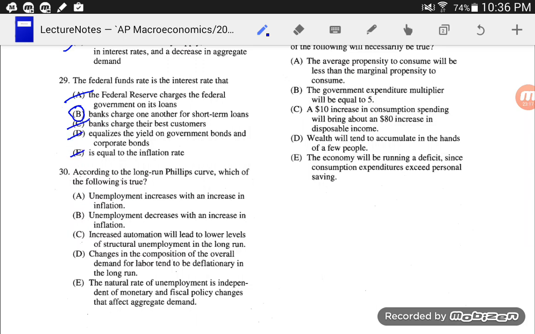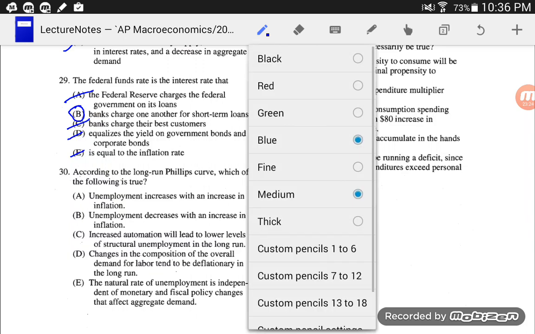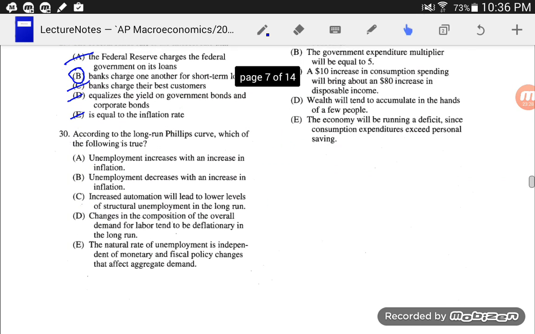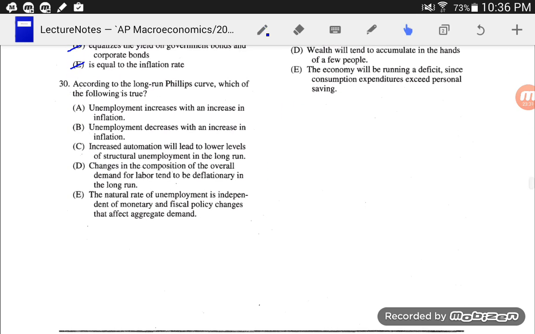And then last one for this video, according to the long run Phillips curve, which of the following is true? Sorry, I'll let you pause the video and try and answer that. Well, if you remember the long-run Phillips curve, of course the short run shows the trade-off between inflation and unemployment, but the long run shows that in the long run the inflation rate doesn't really matter.